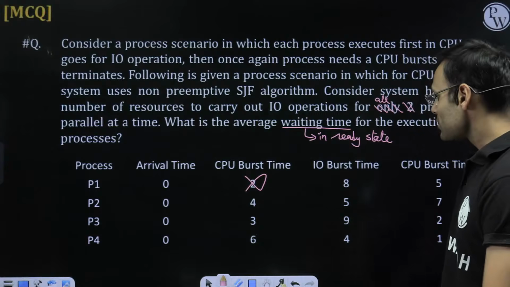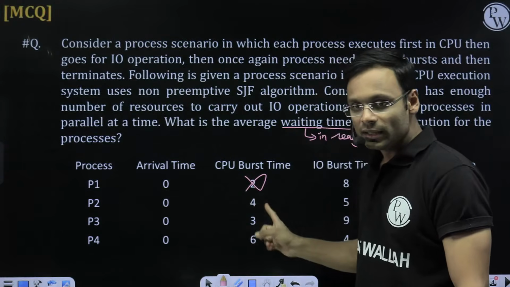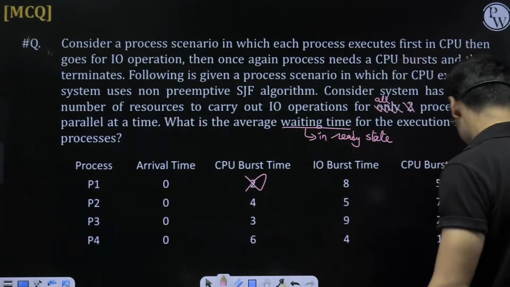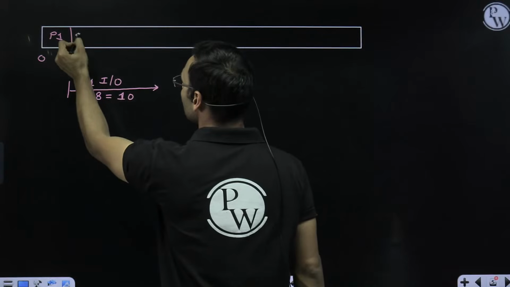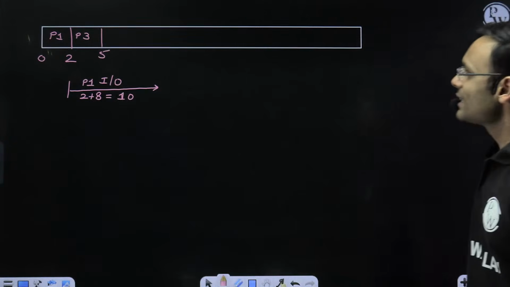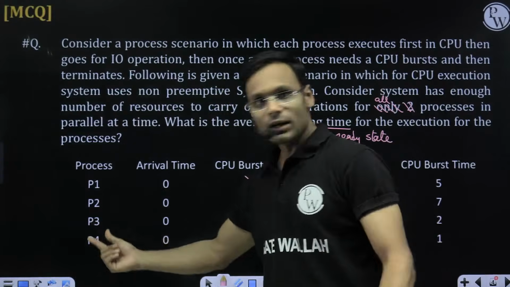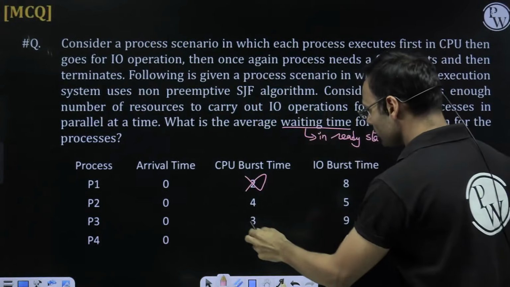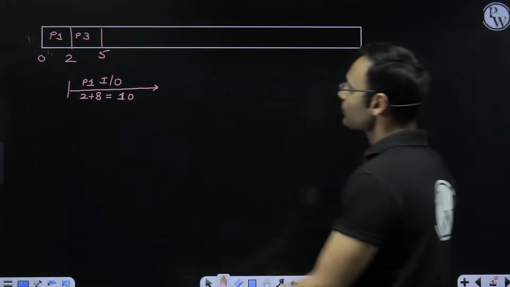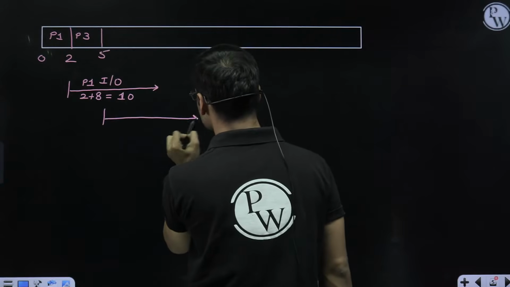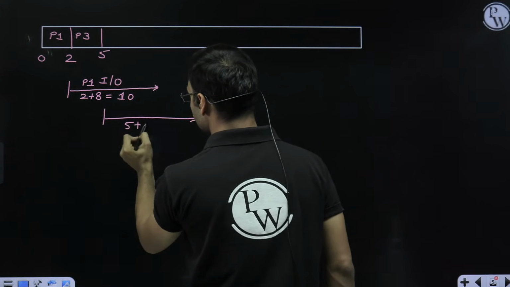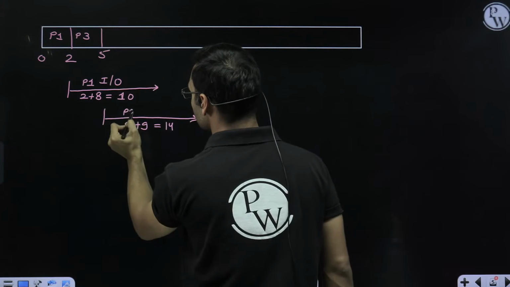So, which process will I send for execution next? Smallest burst time process. Smallest burst time is 3. P3 will go for execution till 5. When P3 is in execution, the IO operation of P1 is going on. Fine. P3 done? Yes. And it will be in IO for 9 time units, 5 plus 9 equals 14. That is P3's IO operation.